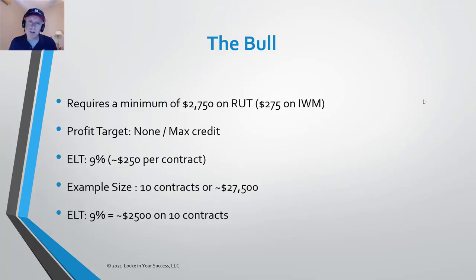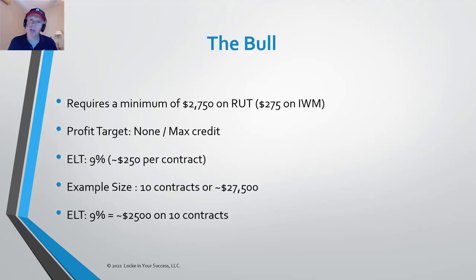If we go to 10 contracts, we multiply that times 10, meaning our minimum capital on the size we're doing is going to be $27,500, and our exit loss trigger on that amount of capital is going to be $2,500 on those 10 contracts. So let's take a look at the position and we'll show you how it works. We're actually going to go through 3 consecutive cycles because the trade is so simple.